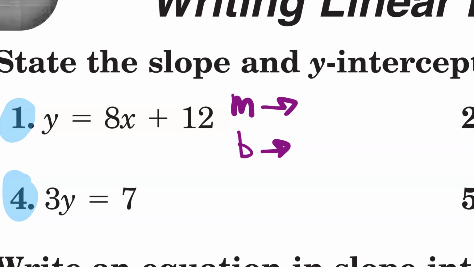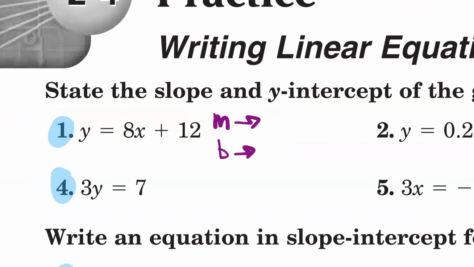We're focusing. So we want the slope, which is m, and the y-intercept, which is b. This is in slope-intercept form. So the slope for the first one is 8, and the y-intercept is 12. Or you could write (0, 12). That is also acceptable. Saying b is 12 or (0, 12) is your y-intercept.